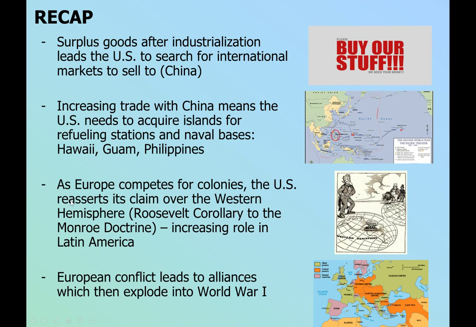Number three, as Europe competes for colonies, the U.S. reasserts its claim over the Western Hemisphere through the Roosevelt Corollary to the Monroe Doctrine, which leads to an increasing role in Latin America. You can see that in this cartoon, right? Here's the United States standing on top of the Western Hemisphere, like, hey, Europe, stay over there. Okay, and then lastly, European conflict leads to alliances, which then explode into World War I. And that's what we will look at later this week.